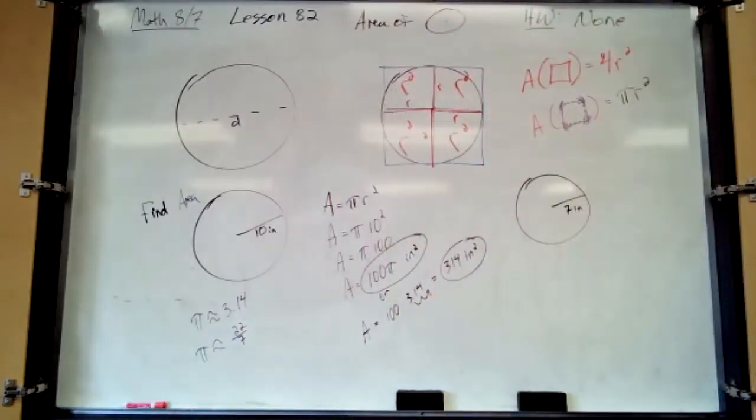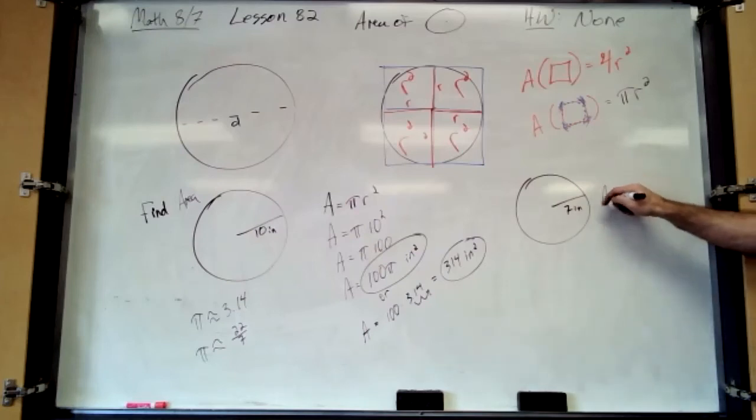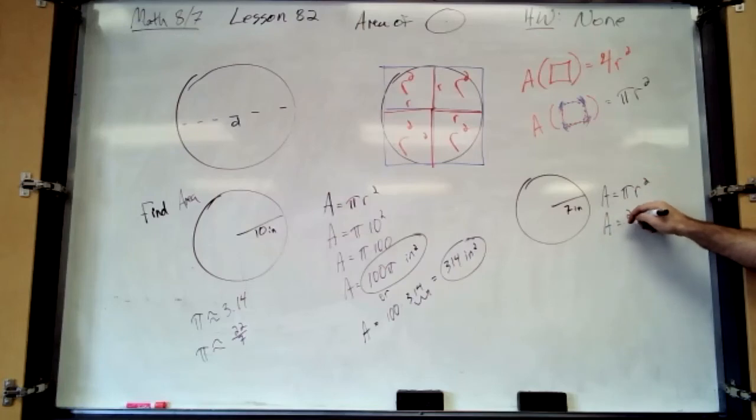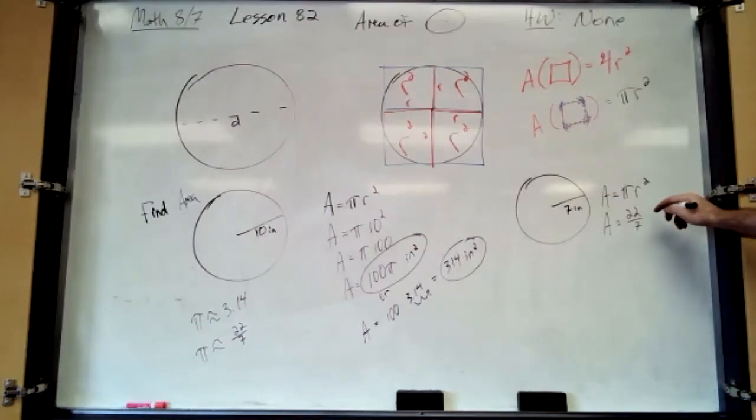Okay, now here's what I like to do. Whenever the radius or the diameter is a multiple of 7, then I like using 22 sevenths. That's a multiple of 7. Because look what happens. Area equals pi r squared. So what's pi? 22 sevenths. And then r squared is 49, right? Yeah. So I'm going to put 49 over 1.